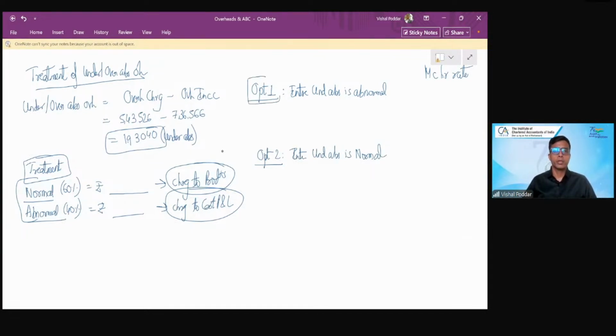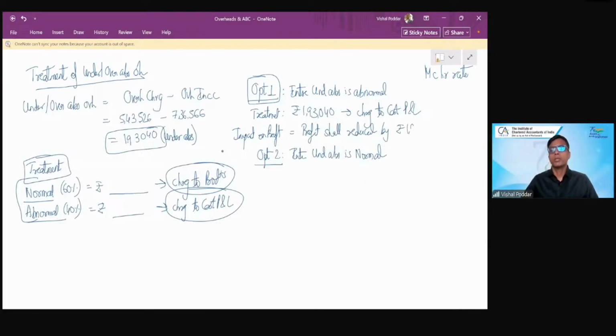Now, if I go by the first method, entire under absorption is abnormal. So what would be my treatment? My treatment is this entire rupees 193040 will be charged to costing P&L. Now they've asked you what is the impact on profit. Simply, if you charge anything to cost P&L and it is under absorption, it means it will be debited to cost P&L. So my profit will reduce by rupees 193040.